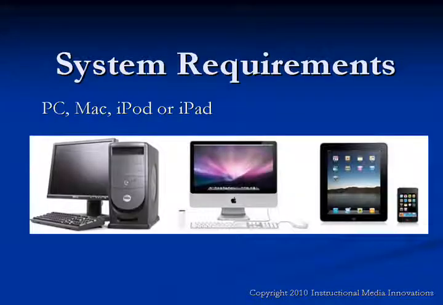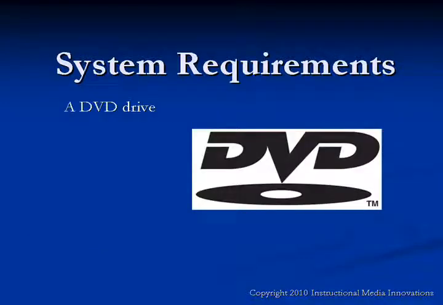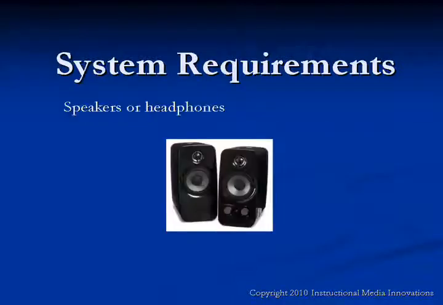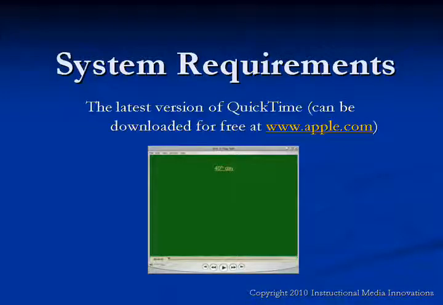To use the sequential spelling DVDs, you must have the following items: a computer, PC or Mac. The video files are also compatible with iPod or iPad. Your computer should have the following items: a DVD drive. Look for the DVD logo printed on the outside of the DVD drive to ensure that it will play DVDs. You'll need speakers or headphones, and also the latest version of QuickTime.